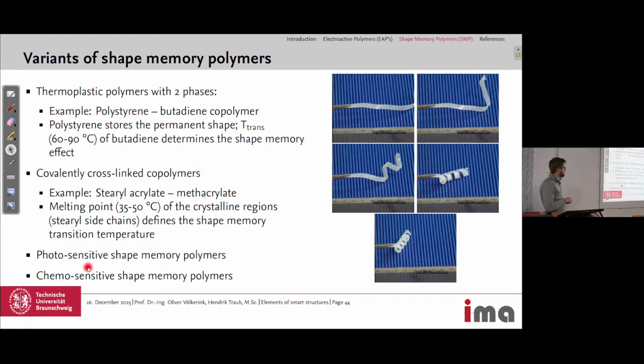As briefly mentioned, we also have photosensitive materials, which you can activate by light so they go back to their original shape, and also chemosensitive shape memory polymers, where you can activate them with chemicals. As an example from our lab, here we have a shape memory polymer deformed, less straight, but if we heat it up, it goes back to its original form, like a spiral.